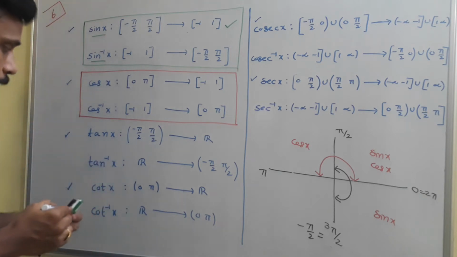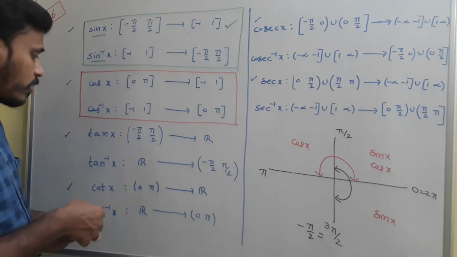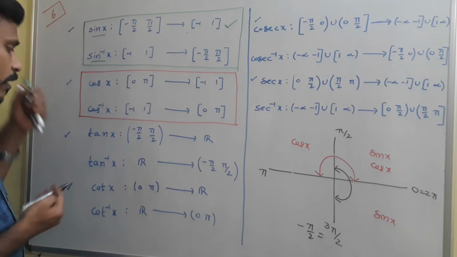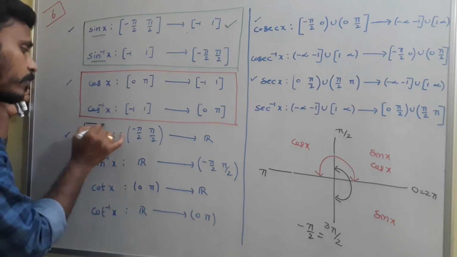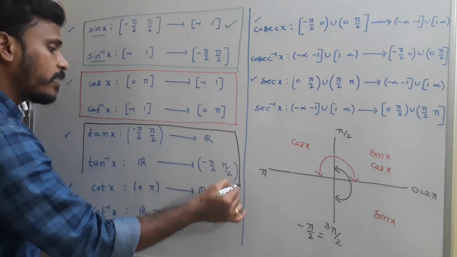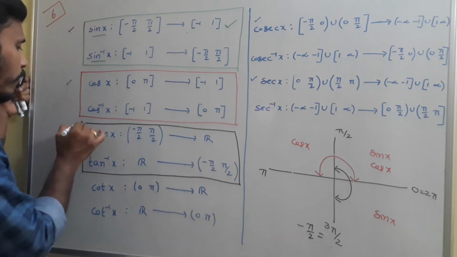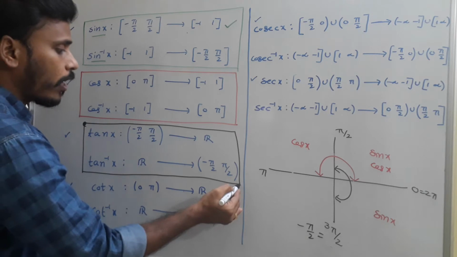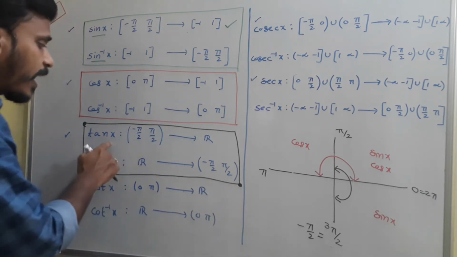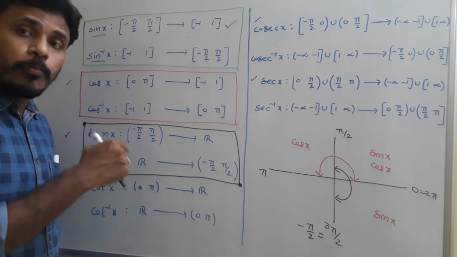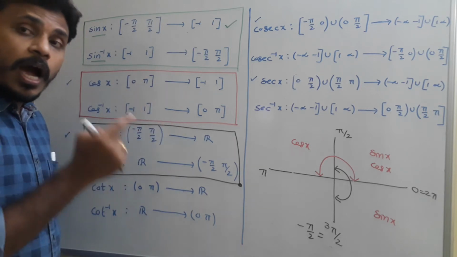Now when we think about tan x, again we need to consider a bijective tan function. To make tan x bijective, we need to consider the corresponding domain and codomain. Tan x is again positive in the first and third quadrants.